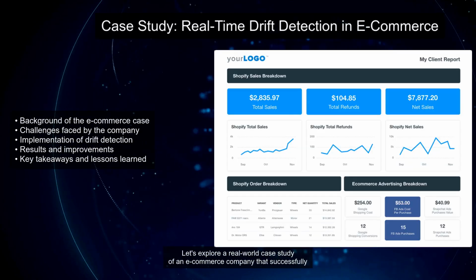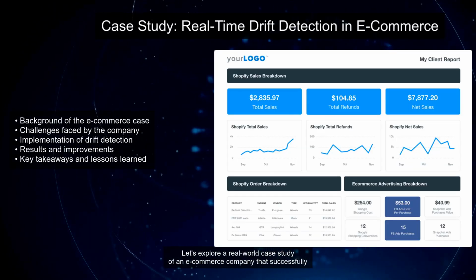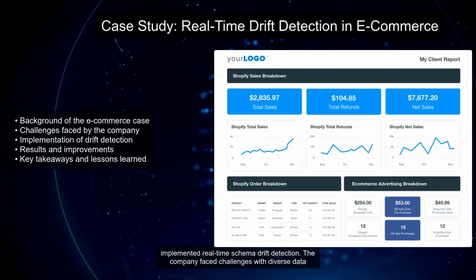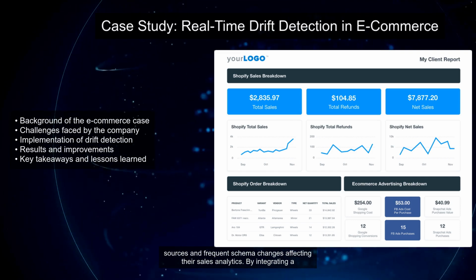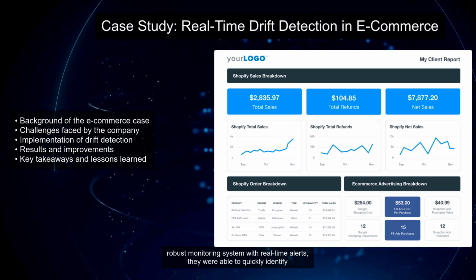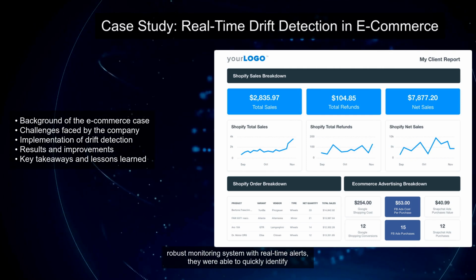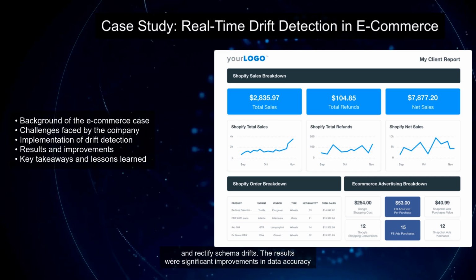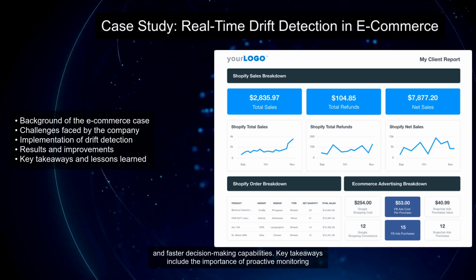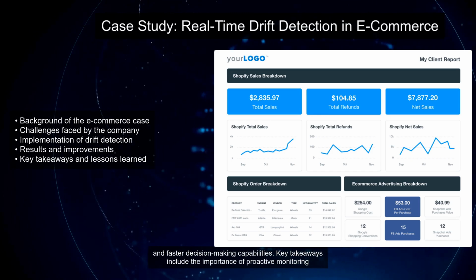Let's explore a real-world case study of an e-commerce company that successfully implemented real-time schema drift detection. The company faced challenges with diverse data sources and frequent schema changes affecting their sales analytics. By integrating a robust monitoring system with real-time alerts, they were able to quickly identify and rectify schema drifts. The results were significant improvements in data accuracy and faster decision-making capabilities.